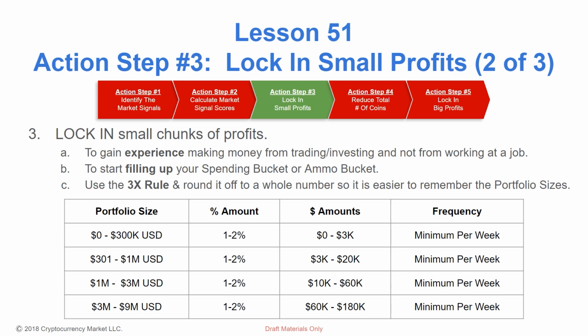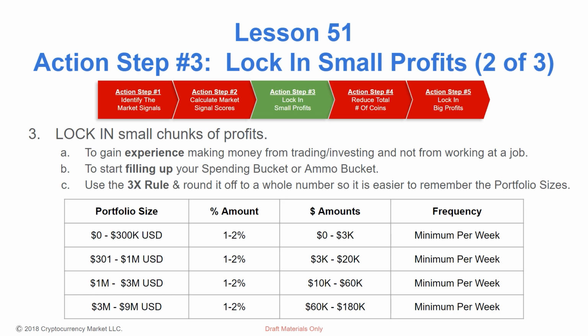Now, we recommend that you use the 3x rule and round it off to a whole number so it's easy to remember the portfolio sizes. So I can remember it between 0 to 300,000 times 3, which is 900,000, so I might as well round it off to 1 million. And then 1 million times 3 is 3 million. 3 million times 3 is 9 million. Okay, so those are the different levels: 300,000, 1 million, 3 million, 9 million.